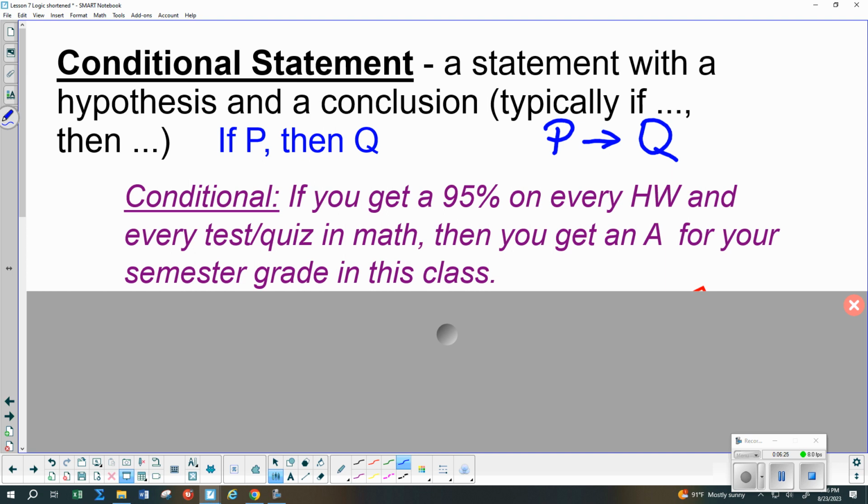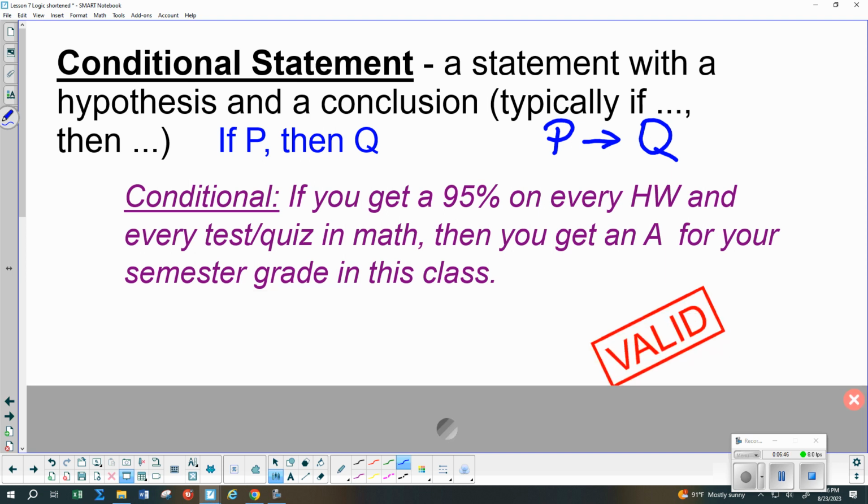So let me make up a name. Let's see, there's nobody in here named Sebastian. So if Sebastian gets a 95% on every homework, so a 9.5 out of 10 on every single one, which hasn't happened, but if that did, then Sebastian has an A for the semester grade. That matches that argument, right? Yes? So we would say that is a valid argument. Whatever the original conditional is, we're going to assume is true, if not here on Earth, then on some other planet somewhere.